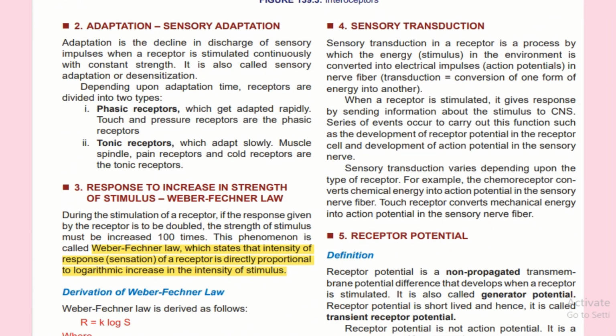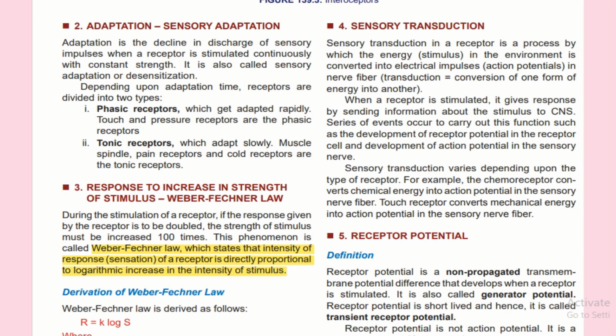Next is sensory transduction. This is another property of receptor. Sensory transduction in a receptor is a process by which the energy or stimulus in the environment is converted into the electrical impulse, your action potential in nerve fiber. Transduction is the conversion of one form of energy into another. So here we are changing your stimulus energy or environmental energy into the electrical impulses, into the action potential.